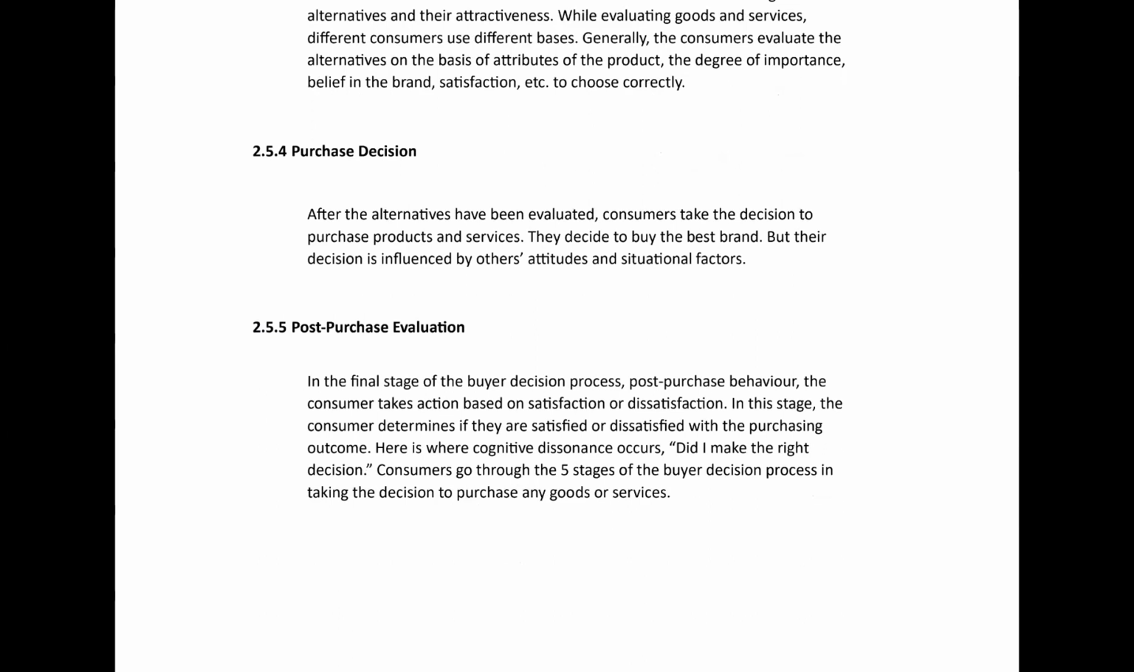There is another stage which you call the post-purchase evaluation. At this final stage of the buyer buying decision, the consumer will take action based on the satisfaction or dissatisfaction. This is very crucial. So the consumer determines if they are satisfied or dissatisfied with the purchase outcome. They will start asking themselves, did I make the right decision by buying from there or not?